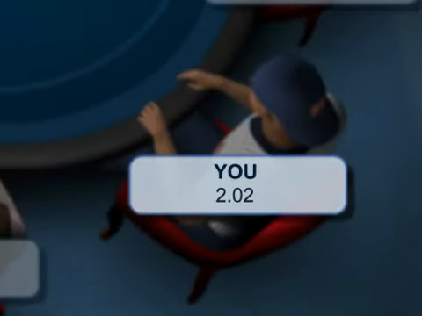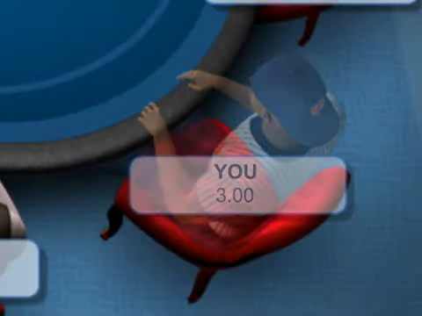After your stack has reached 30 times the big blind, or in this example, $3, it is time for you to leave the table.